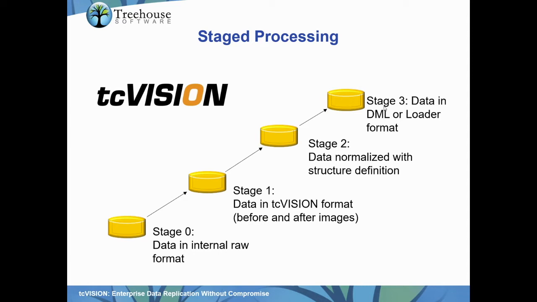Now, the other thing you do with the stage processing is to have the data queued in stage 1 to be able to send it to multiple targets. So in fact, you can just capture from a single mainframe database and send the data to different places. Maybe you go into SQL Server and to Kafka, to take an example from one of our customers. tcVISION certainly supports that, going to multiple targets from a single source.